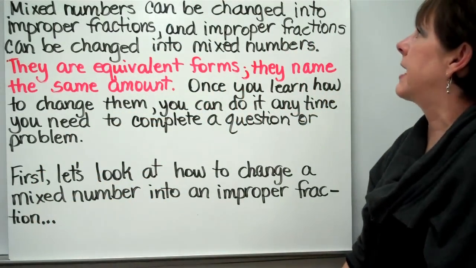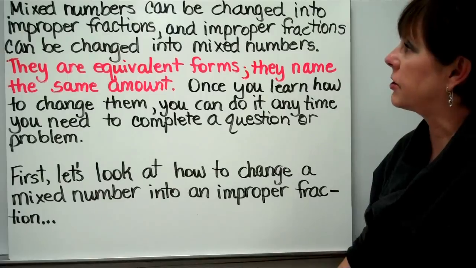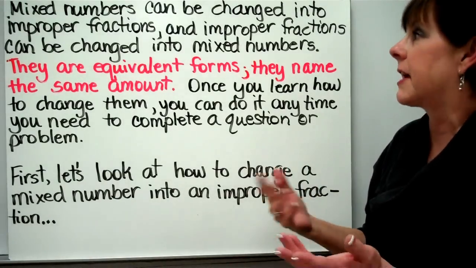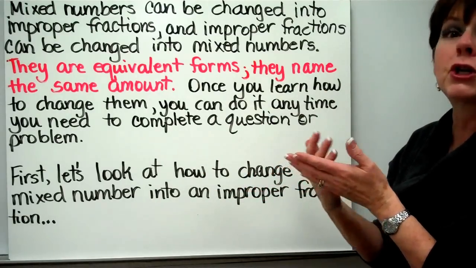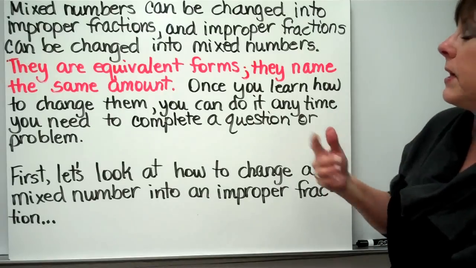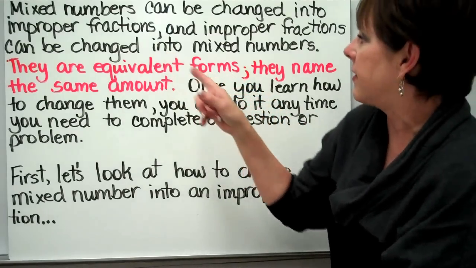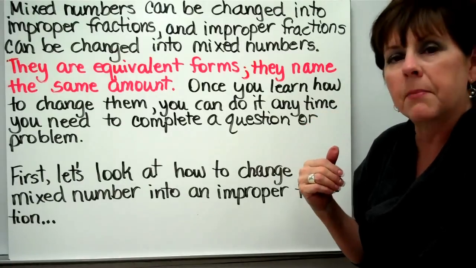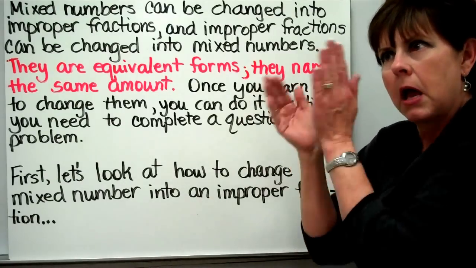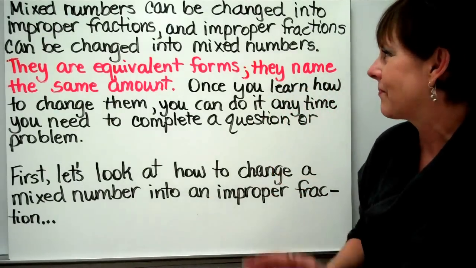Now, mixed numbers can be changed into improper fractions, and improper fractions can be changed into mixed numbers. They can both be changed interchangeably with each other. The reason for this is that they are equivalent forms. They both name the same amount. They are the same amount, value.